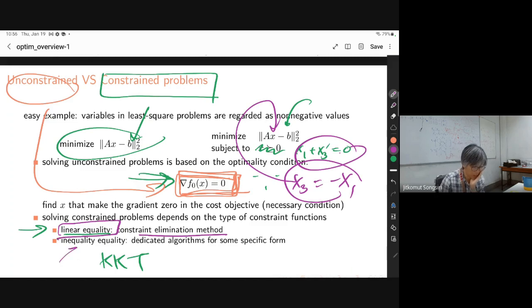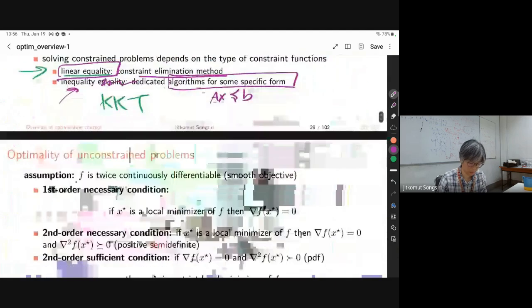When you have, this is a typo, when you have an inequality constraint, it depends on the form of the inequality constraint functions. Of course, the simple one is going to be a linear inequality constraint, something like this. So I leave it like that; we're going to have algorithms that take the problem structure into account.